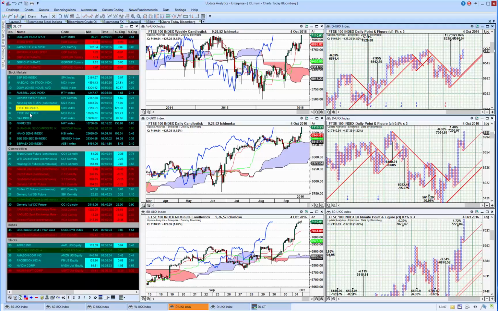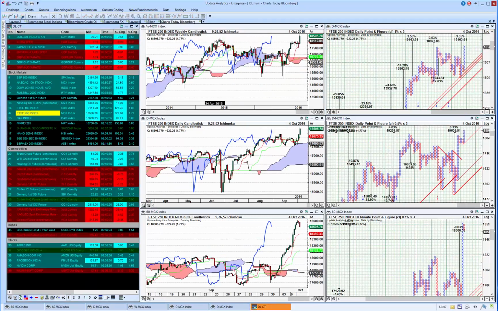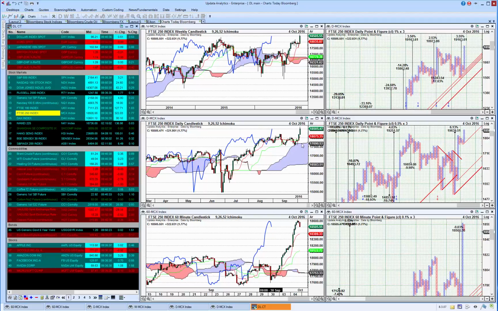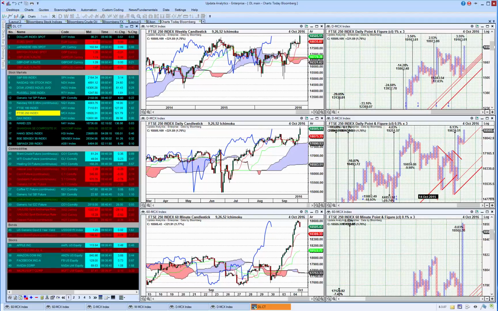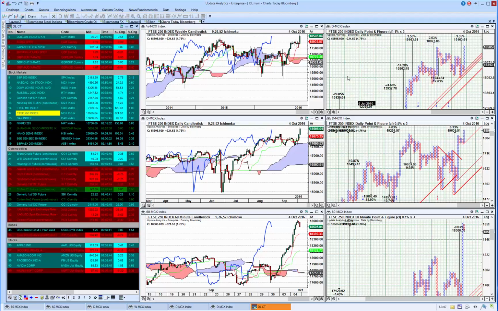FTSE 250 is the next market I look at here. Again, making new highs here, looking very bullish on the medium, short, and long term. But the targets aren't really kicking in here on the 1% chart. So it's the blue chips in the UK that are looking more bullish.